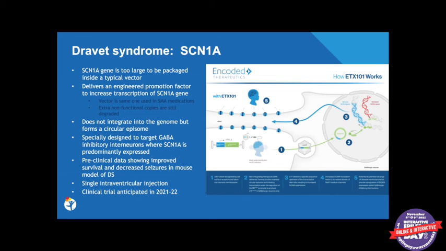It does not integrate into the body's genome, which is an attractive feature. Instead, it forms a circular structure called an episome. And it's specifically targeted to inhibitory interneurons, which is a specific population of brain cells where SCN1A is predominantly expressed. So that's an additional beneficial factor. Preclinical studies have also shown improved survival and decreased seizures in a mouse model. This is given by injection into the ventricular system of the brain a single time. And a clinical trial of this particular gene therapy is anticipated probably next year based on what we've heard so far. Next slide.